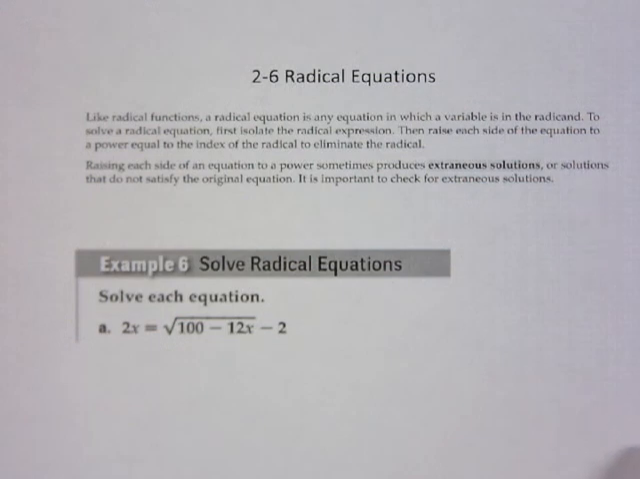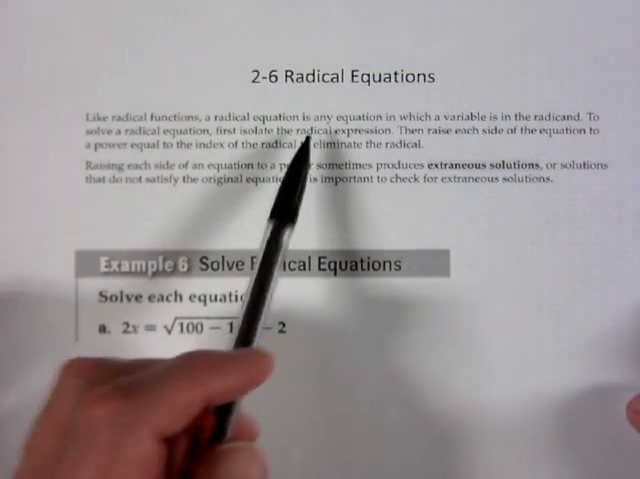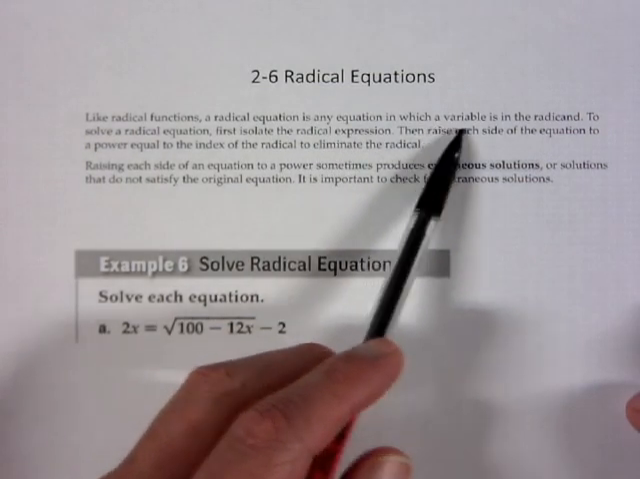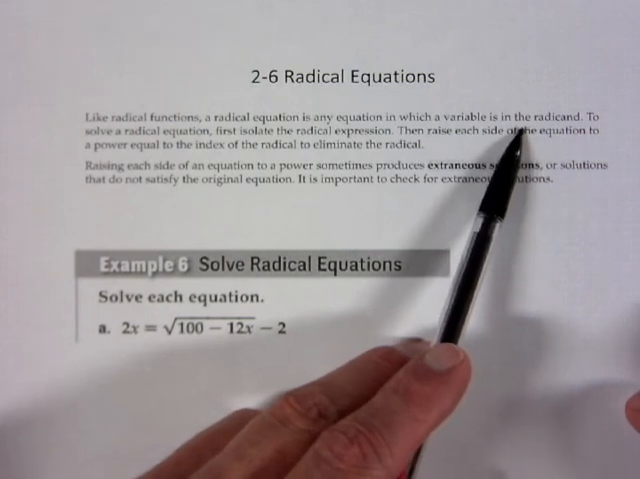All right, in 2-6, our topic is radical equations. So in this section, we will be talking about how to solve radical equations. And so, first of all, we get into what is a radical equation. A radical equation is any equation in which a variable is in the radicand. That's a fancy way of saying under the root symbol.